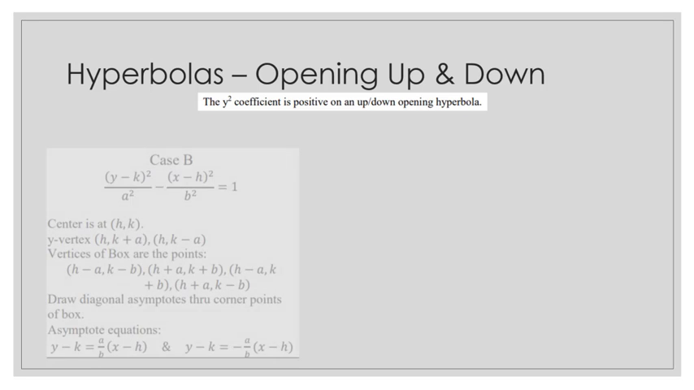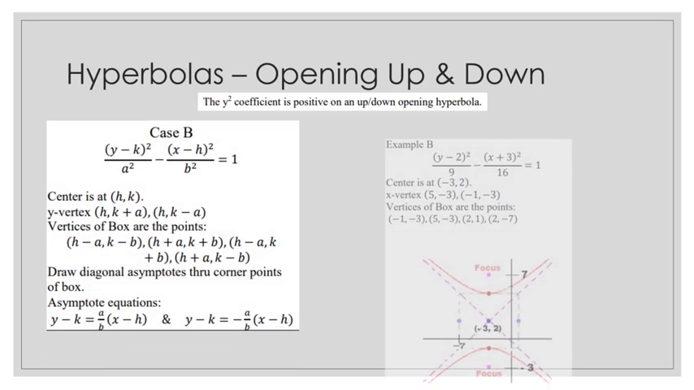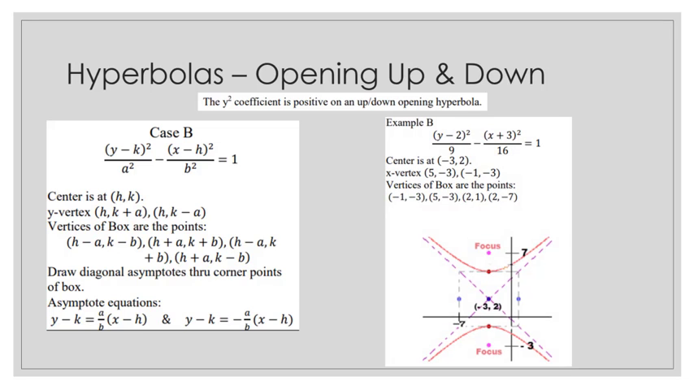All right, let's do another one. We're going to shift this guy where the y is 2 and the x is -3. So draw that dot -3, 2. The y, I'm going to go up and down by 3. The x left and right by 4. And draw my box, draw my diagonals, and then hug those asymptote lines up and down.